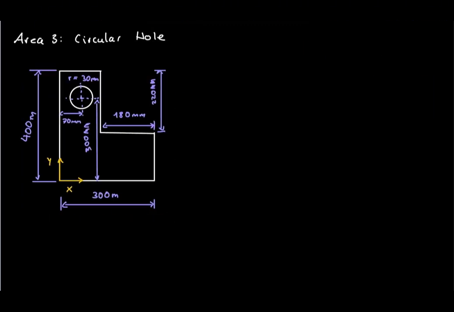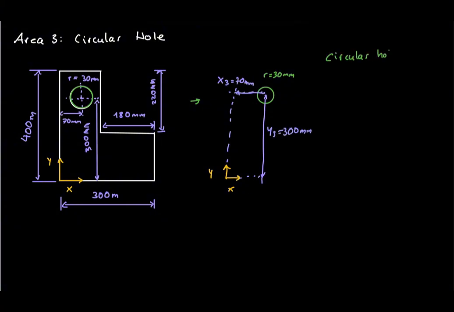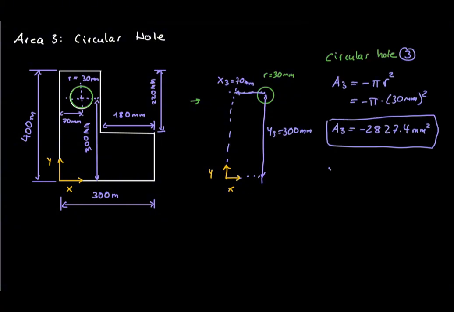Now consider the circular hole. Its area is pi times 30 squared, which is approximately 2,827.4 square millimeters. Again, because this is removed material, we use a negative area. The centroid of a circle lies at its center, so its centroid coordinates are 70 millimeters horizontally and 300 millimeters vertically.